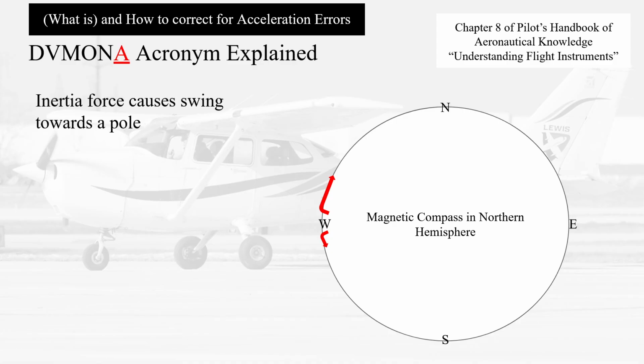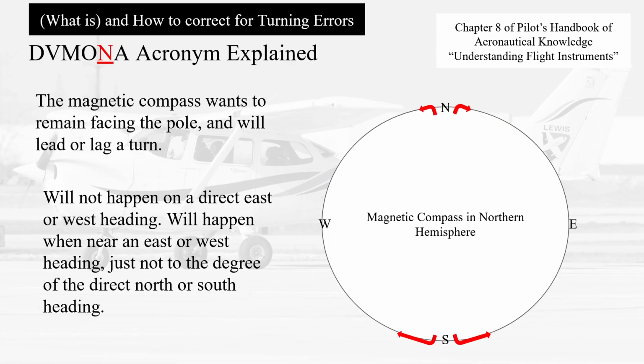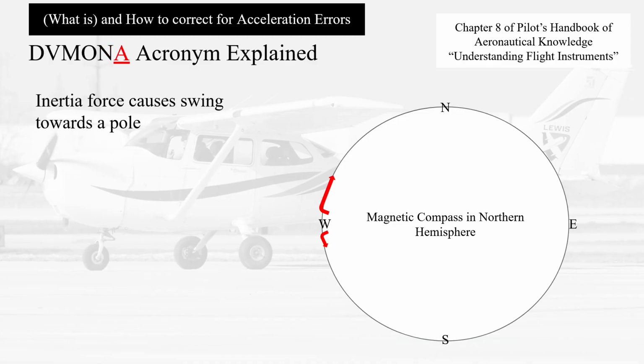If you accelerate in the northern hemisphere on a west or east heading, it's going to want to show a turn towards the north. Obviously, you're not going to try to lag or lead the turn like you do here, because you're not turning. If you're accelerating, you're just going to stay where you are. But you have to understand that this is an error that tends, just due to inertia, to turn you towards the pole depending on which hemisphere you're in. This example is the northern.